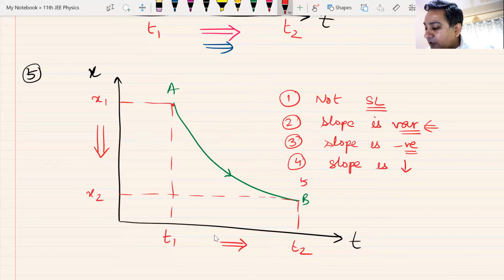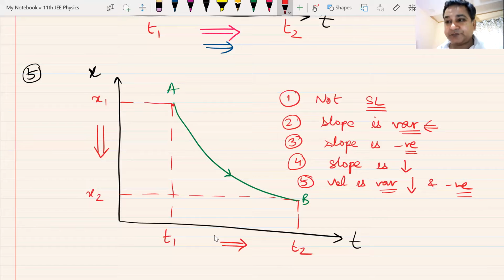Let us put everything in terms of velocity. So velocity is variable. It is decreasing and it is negative. Am I clear? Now apply some common sense and tell me about the acceleration. What about acceleration? Velocity is negative and it is decreasing.